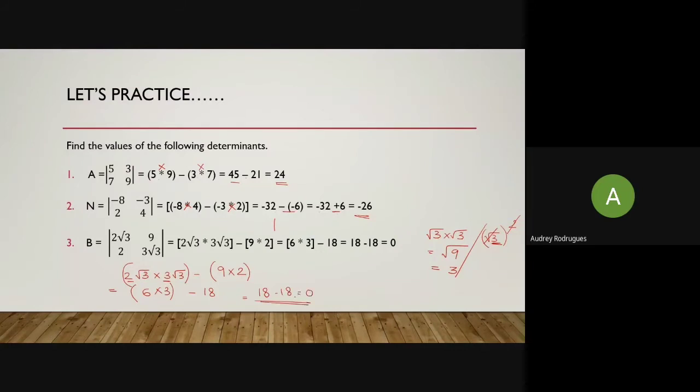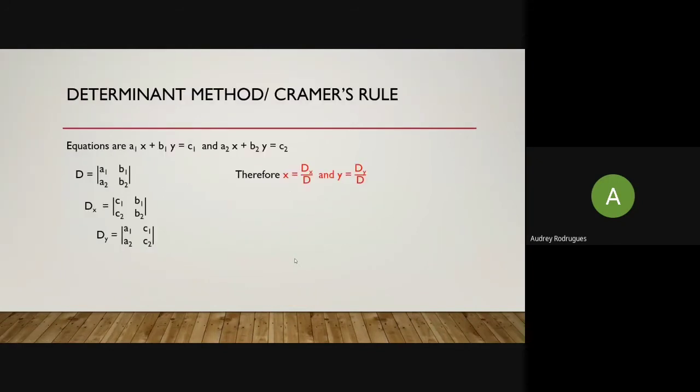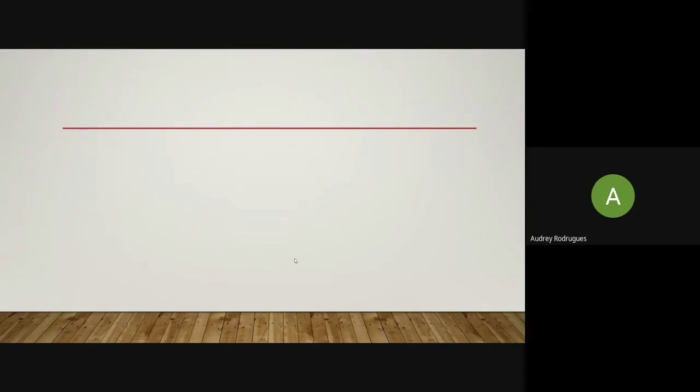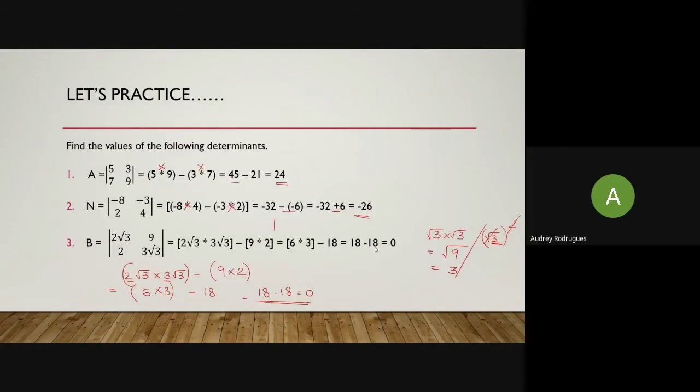Have you understood this sum? Yes, ma'am. Very, very good. So now we move on to the next. Now students, there is something called determinants or Cramer's rule. Before we do this, I'll give you one question. Shall I give you one question? Please write it down.